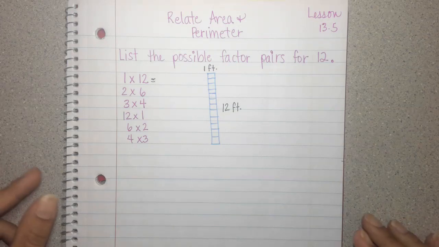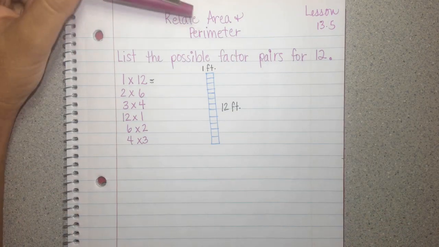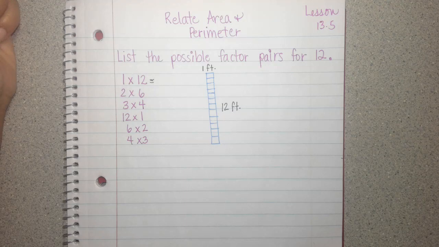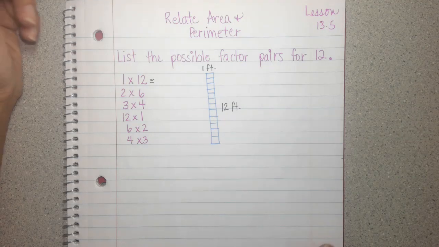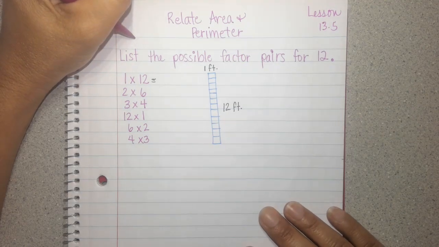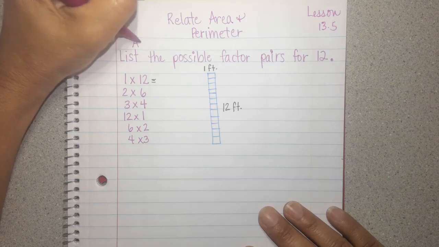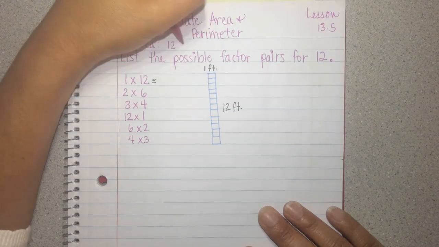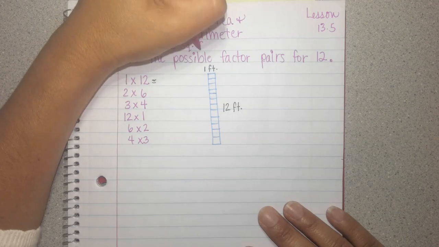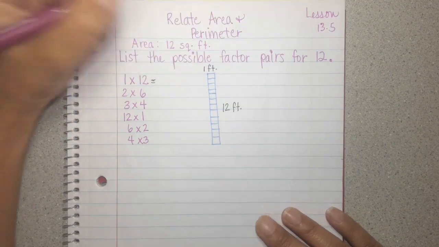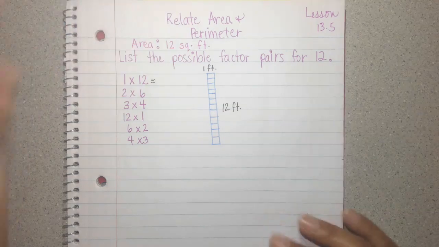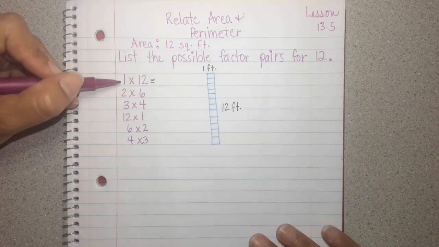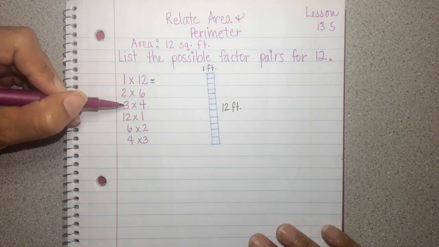For lesson 13.5, we're going to relate area and perimeter. So we're going to list all the possible lengths and widths of rectangles with an area of 12 square feet. All the possible factors for 12 include 1 times 12, 2 times 6, 3 times 4.